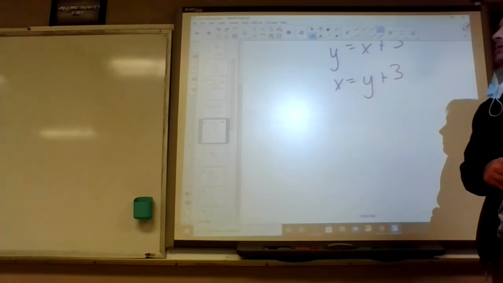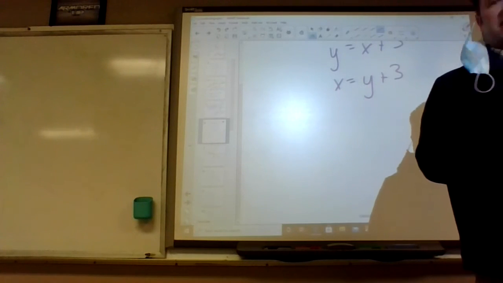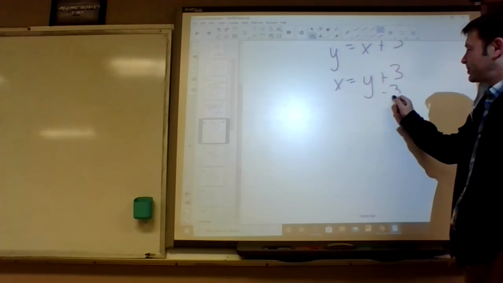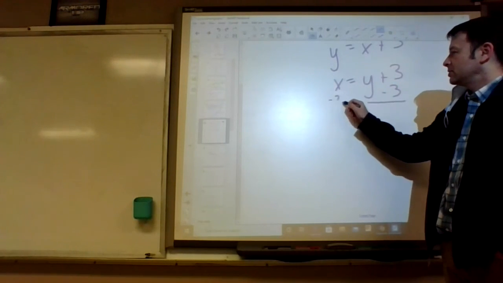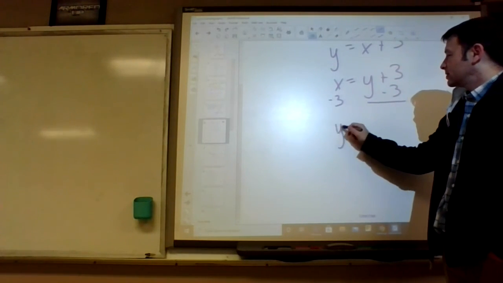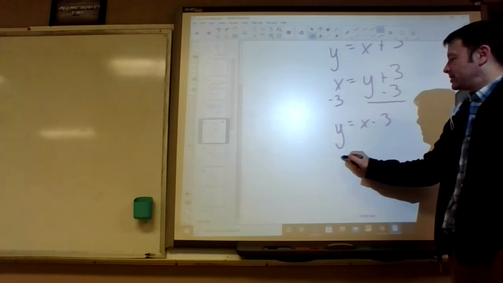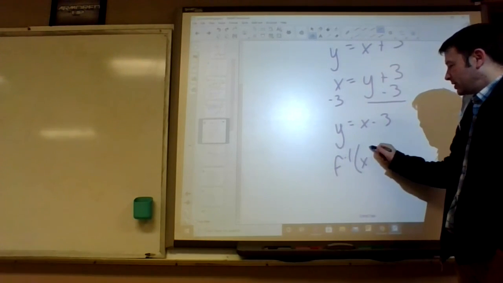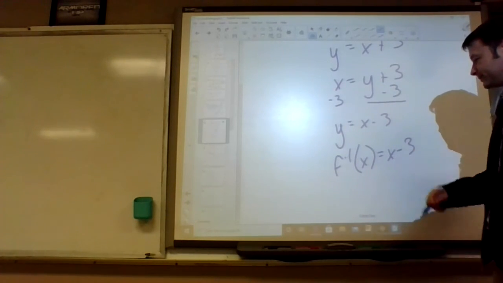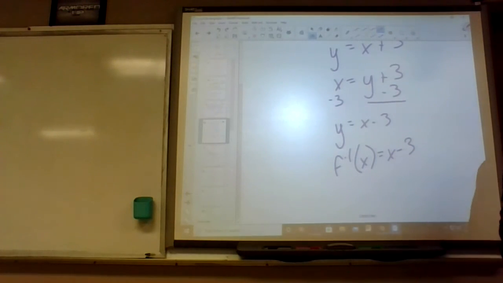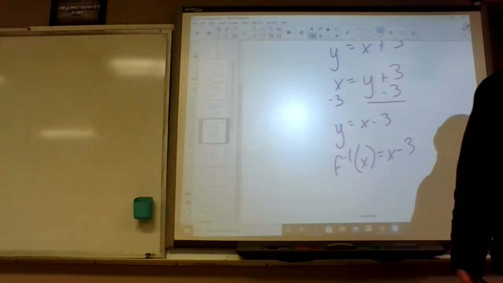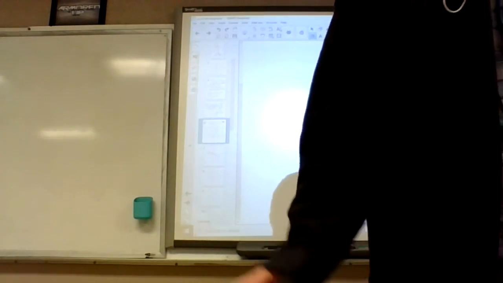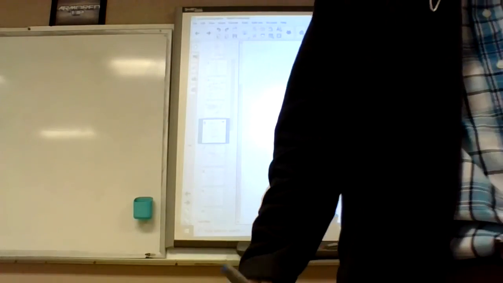We have like 10 seconds. Negative g. Holy cow. So I need to solve for y so I can turn this back into function notation. So y is x minus 3. That means the inverse function would be f inverse of x is x minus 3. Oh, sorry, that was g inverse, but that's not important.